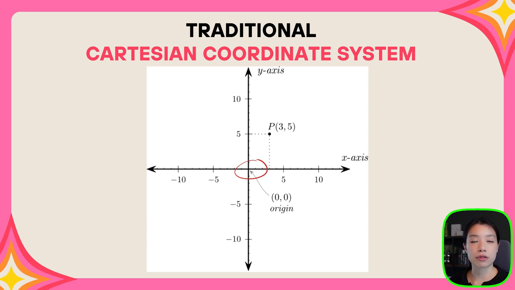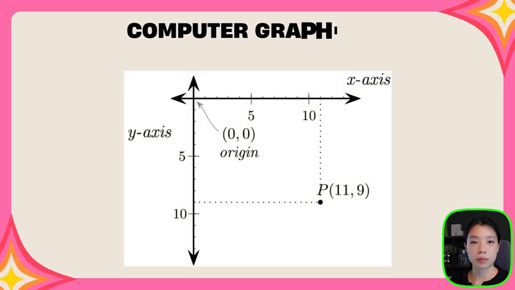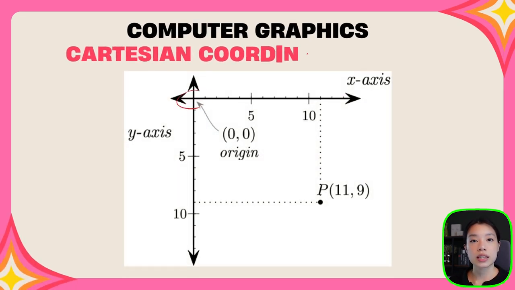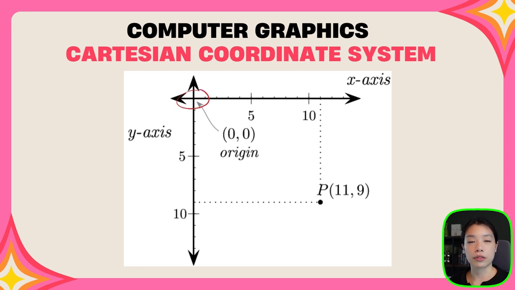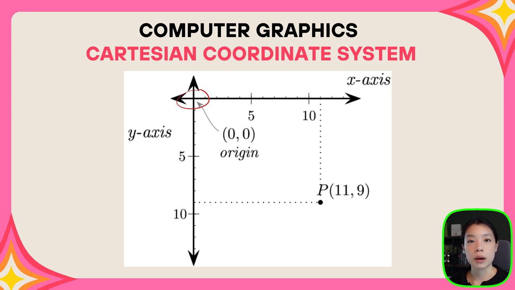But this is different from the computer graphics coordinate system. In this coordinate system, the origin is not in the middle, but it's actually at the top left corner. The x-axis is still the same, where whatever is on the left of the origin, the value is negative, and whatever is on the right, the value is positive. But the y-axis is what is different, and you need to really remember this in order to locate the correct point on our screen. Whatever is above the origin is negative, and whatever is below the origin is positive.